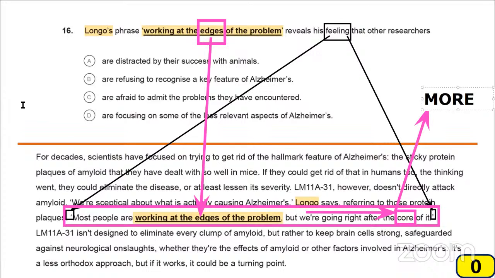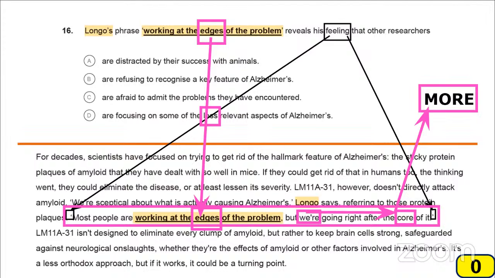Okay. Edges means, I hope you understand now. Core means major problems are there in the center. Edges, less problems are there in the edges. Okay, so that's it. So we are focusing on the main problem, but they are focusing on the less important problems. Can you see? Is it clear now? This is the second explanation.